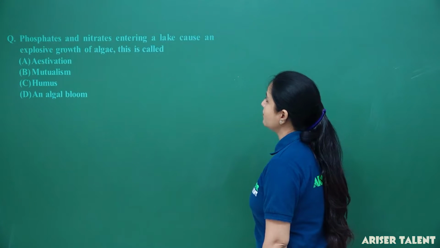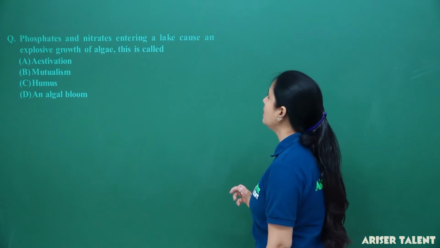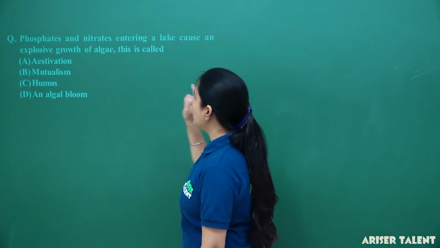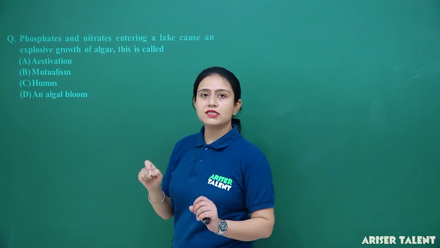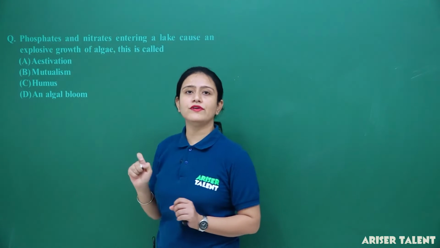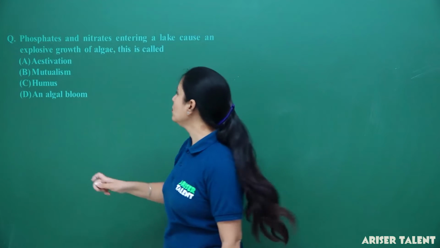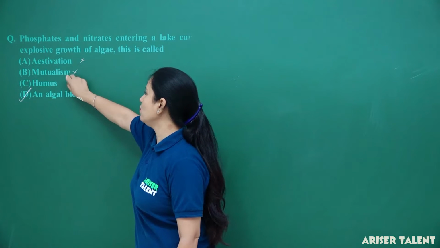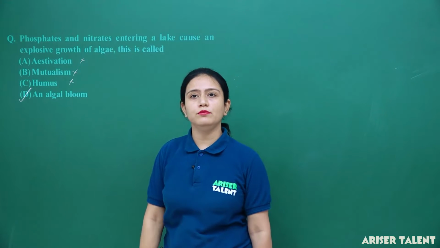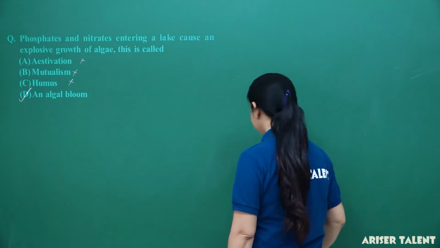Next is, phosphates and nitrites entering a lake can cause explosive growth of algae. Okay, we know explosive growth of algae is known as algal bloom. So this is the option D. Estivation, no. Mutation, no. Humus, no. Algal bloom is the correct answer.